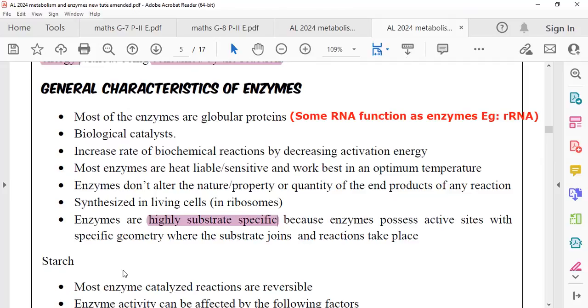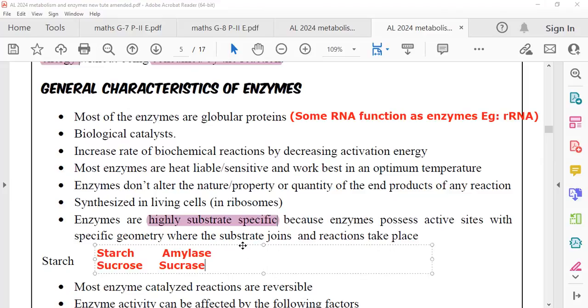Okay. Who can work on starch? It is worked by which enzyme? Amylase enzyme. Sucrose is worked by which enzyme? Sucrase enzyme.